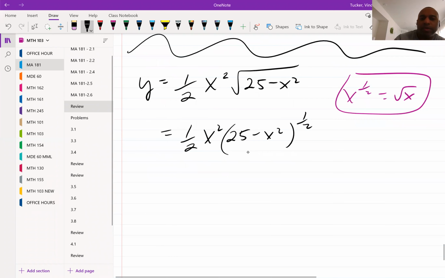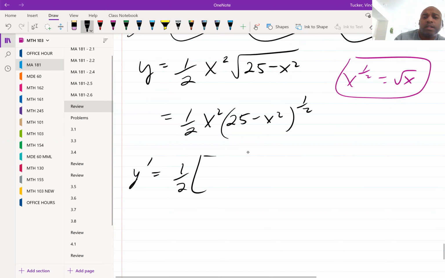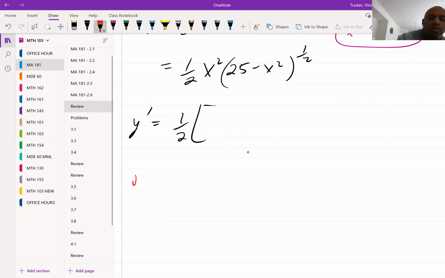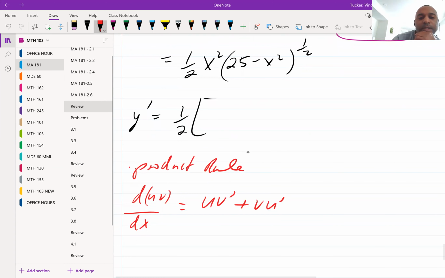So now taking the derivative of this, I would leave the 1/2 to the outside. I wouldn't deal with that. It's just a constant. I wouldn't mess with that yet. But we're going to have to use the product rule first. So product rule: take the derivative of v times u, and then derivative of u times v. Add those together. That'll be that for you.